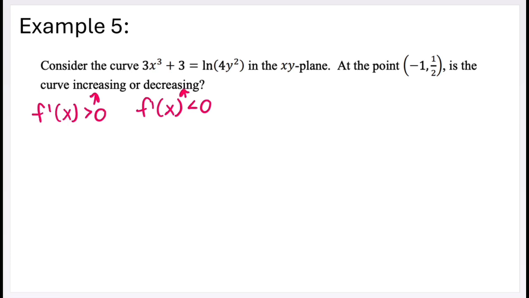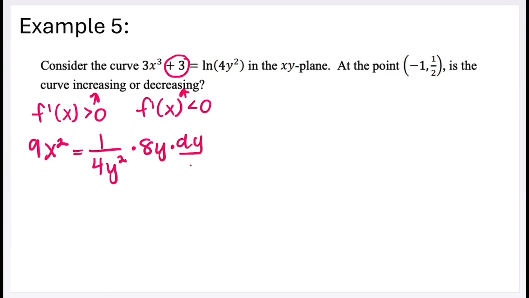So we're going to find the derivative with respect to x. I only have to use dy dx when I find the derivative of a term that has a y in it. All right, so let's start off with 3 times 3. So we got 9x squared. And then the 3 here is going to go away. Then I'm going to have 1 over 4y squared times 8y times dy over dx.